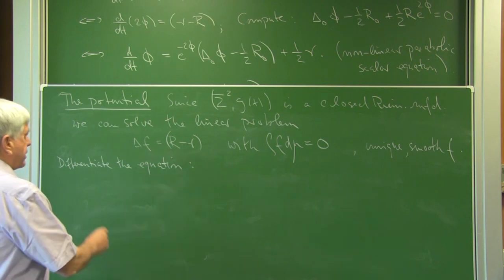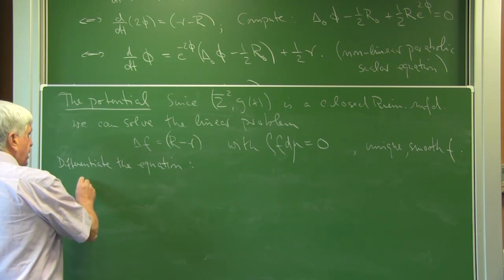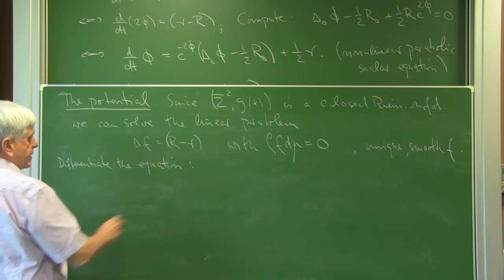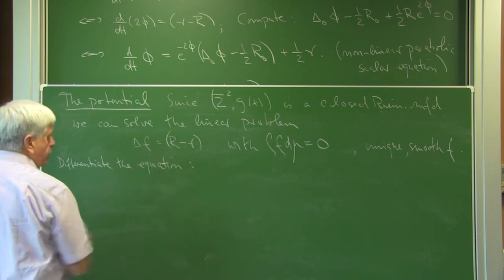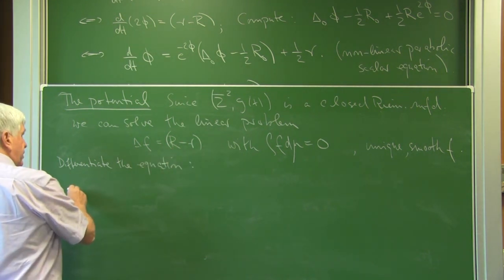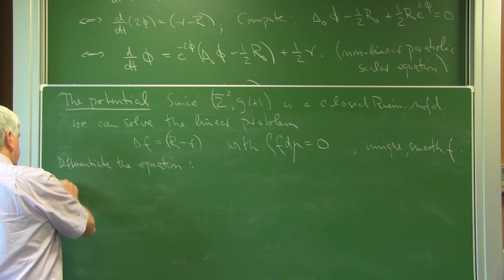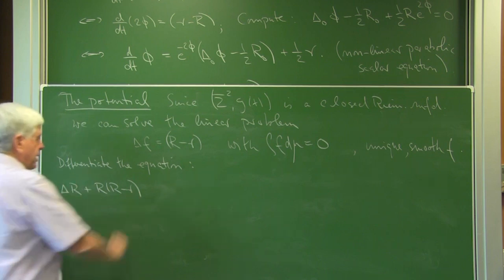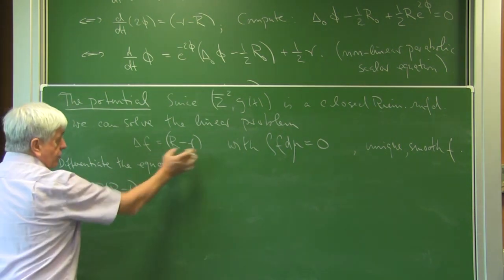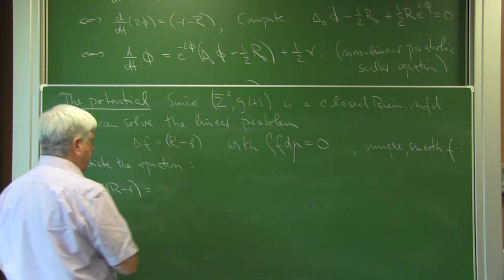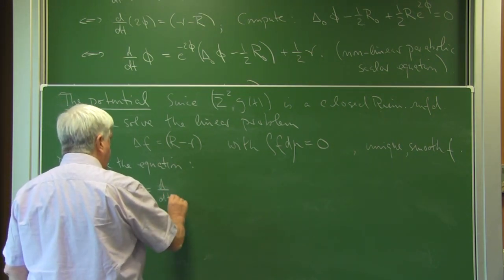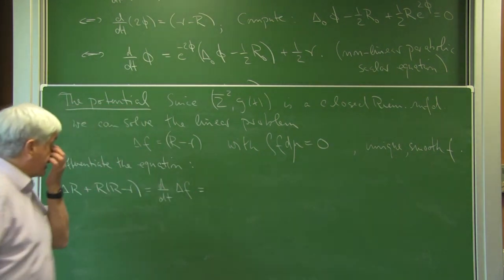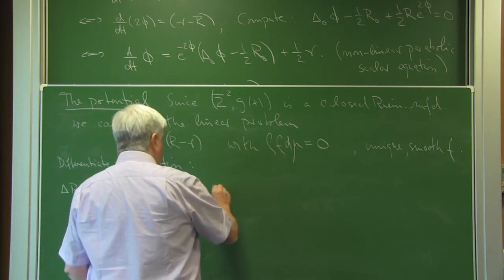And then on the one hand you get d/dt of the left-hand side. d/dt of little r is 0, we know. So we get d/dt of capital R, which we just computed as Laplacian of R plus R times (capital R minus r). This is the evolution equation from this side. So this is d/dt of Laplacian of f. Now d/dt of Laplacian of f, we have to work out.